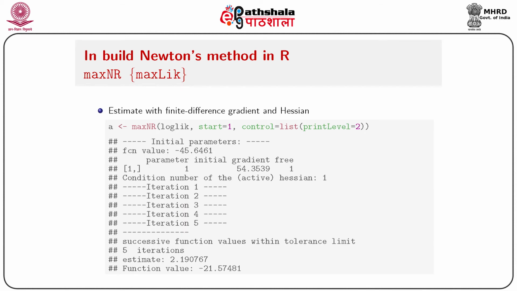So estimate the finite difference gradient and Hessian. Now in the maxLik package we will pass the log likelihood, then start equals to 1, control list print level equals to 2, and that will give you the final results as 1.75977, and the functional value is minus 43.48379. The gradient is also close to 0, and 5 iterations were done.